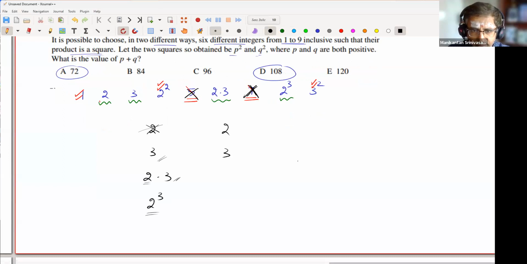And then what else am I okay with leaving out? If I leave out this 3, then it's a problem, right? Because, sorry, the last one is 2 cube. I cannot leave out the 3. If I leave out this 3, then the other 3 does not have a partner. So, for the same logic, I cannot leave out this guy also. So the only other one I can leave out is this guy.